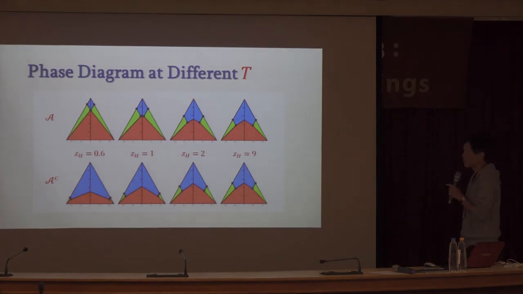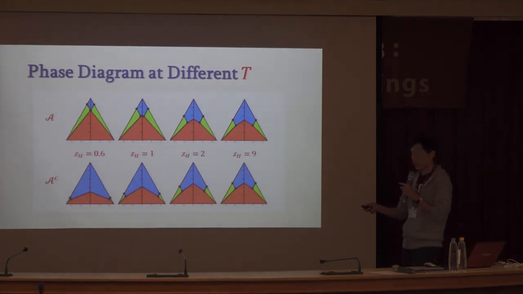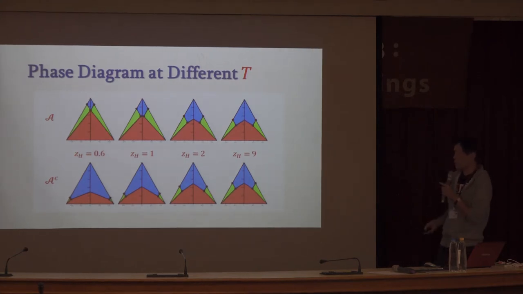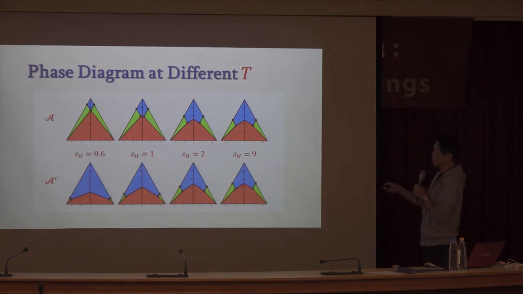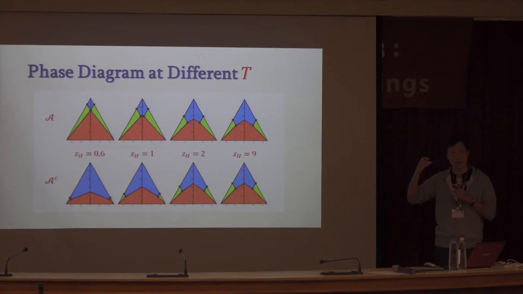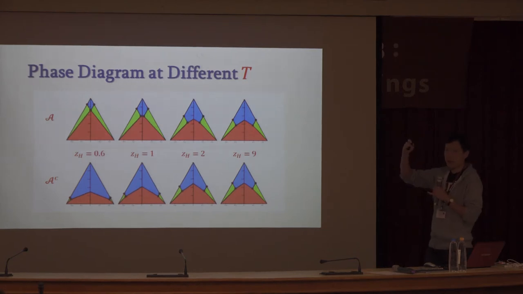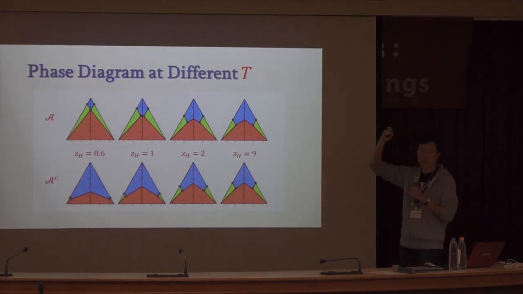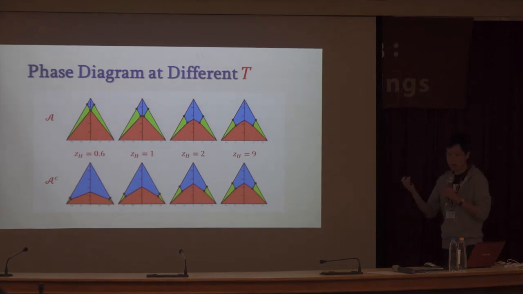Then we calculate for different temperatures, and we found that Z small means higher temperature, and Z large means lower temperature. And this phase diagram for A and AC is changing, and for low temperature, it's getting more and more similar. We know that's consistent with the fact that for low temperature, this right cold solution goes to this QAS. Because for low temperature, the horizon effect will go very small, and almost we don't have this horizon effect.